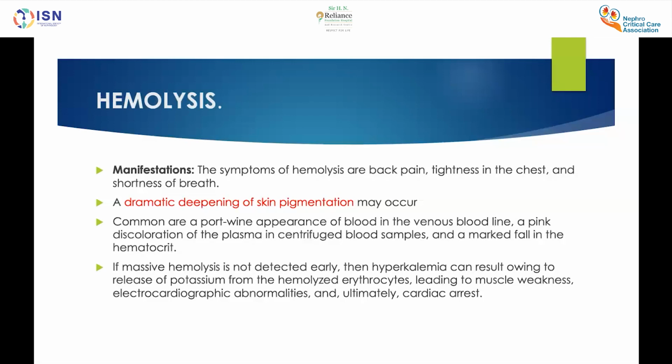Now a bit about hemolysis. The symptoms of hemolysis could be back pain, tightness in the chest, and shortness of breath. Now, there could be a deepening of the skin pigmentation that can occur. But visually, what you see is a portwine appearance of the blood in the venous bloodline and a pink discoloration of the plasma in centrifuged blood samples. And there is a marked fall in the hematocrit. So if massive hemolysis is not detected early, then hyperkalemia can result owing to release of potassium from the hemolyzed erythrocytes, which could lead to muscle weakness or ECG abnormalities and ultimately cardiac arrest.